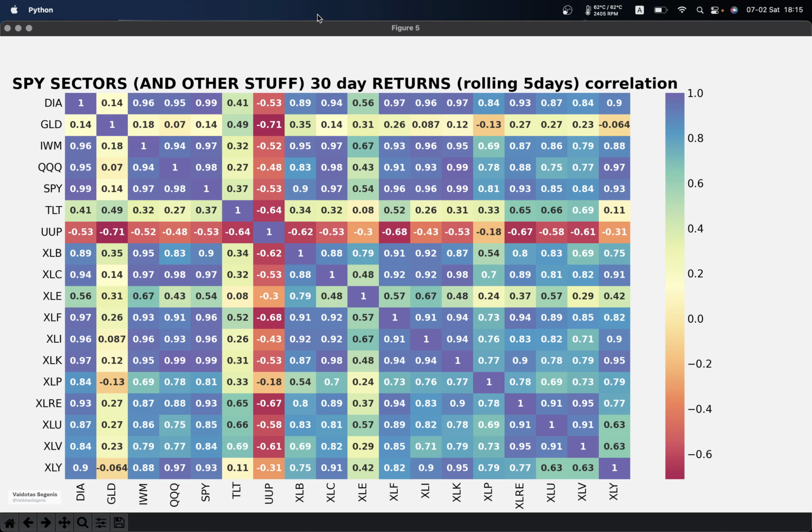Usually, the rule of thumb: if we're talking about high cross-sector correlations, I want to see them high on a daily and on a rolling 5-day basis as well.